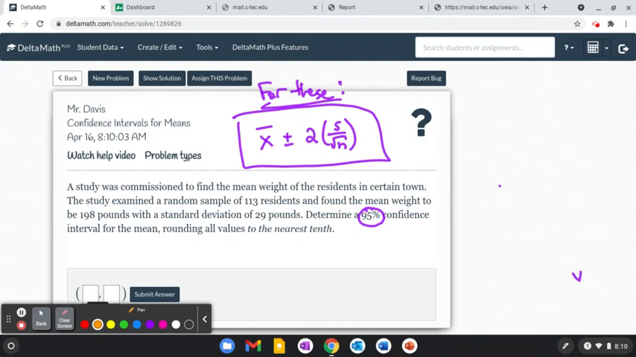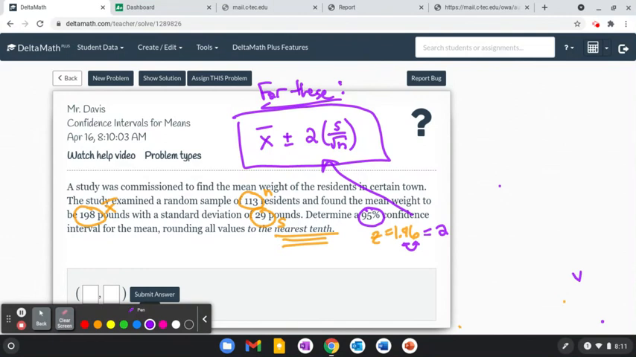All right, so it says a study was commissioned to find the mean weight of the residents in a certain town. The study examined a random sample of 113, so that's n. It found a mean weight of 198, so that's x bar, and a standard deviation of 29 pounds, that is s. Determine the 95% confidence interval for the mean, rounding all values to the nearest tenth. However, our z of 95% is still 1.96. When you round this to the nearest tenth, we'd look at the next digit, the 9 needs to go up, and that makes it 2. So we're still going to have 2 right there.